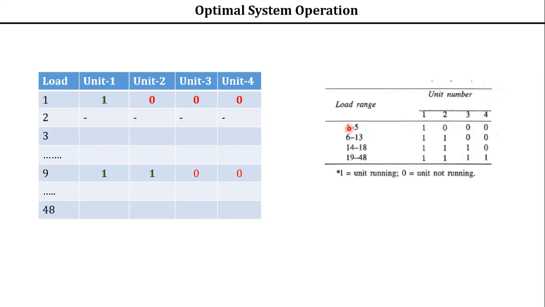Unless there is a change, there is no need to calculate or prepare this unit commitment table each and every time. Once you prepare it for one power plant, it remains throughout. That's why it is so many things. Now this is a unit commitment procedure.